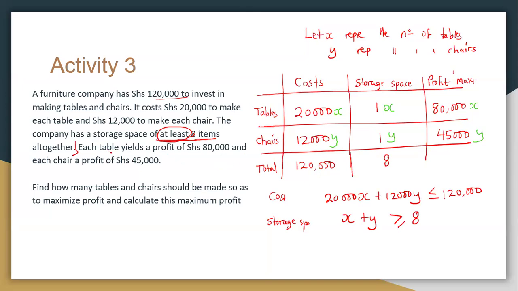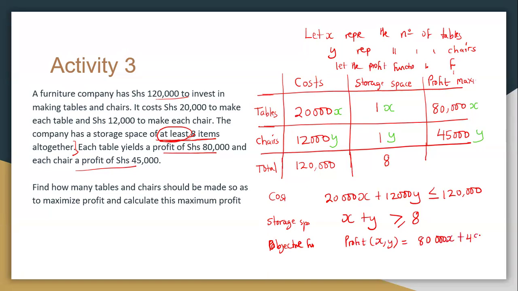Then the last one is each table uses the profit of this and this. So now we are going to form an equation for obtaining the profits. I'm going to say, let the profit function be represented by f. Here I can say objective function. So I will say my profit f(x,y) will equal 80,000 x plus 40,000 y.